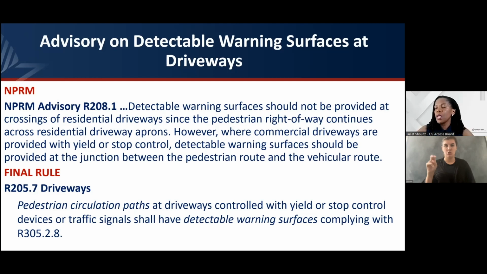So the first example here is in the NPRM, we had an advisory at R208.1. It discussed detectable warning surfaces at driveways and where you should consider providing detectable warning surfaces. We now, in the final rule, have a provision at R205.7 for detectable warning surfaces at driveways. So pedestrian circulation paths at driveways controlled with yield or stop control devices or traffic signals must have detectable warning surfaces.